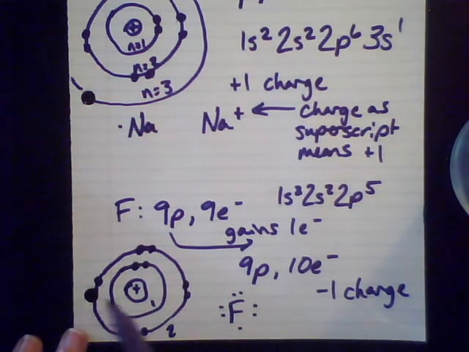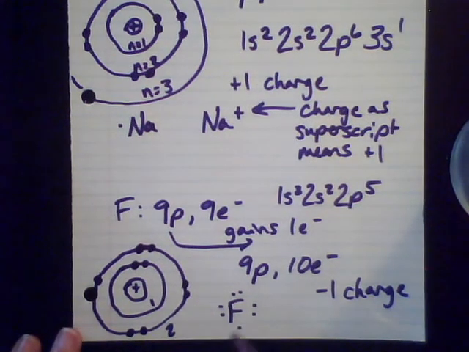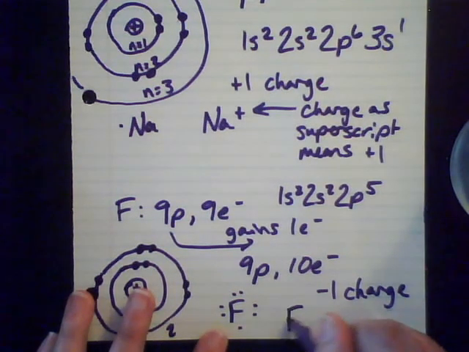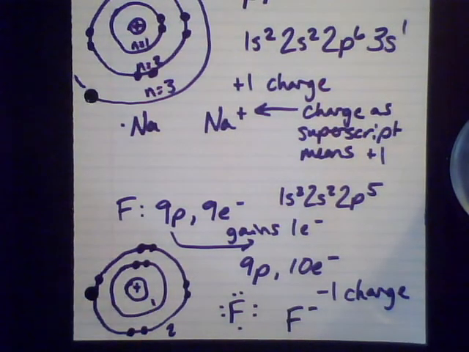So when I pick up an extra electron here, now I have a full valence. And so that full valence makes it happy, and it overall will give me an anion, which is called fluoride. This is the fluoride anion. And again, the charge as the superscript means that it's a -1 charge, and this is the way that works.